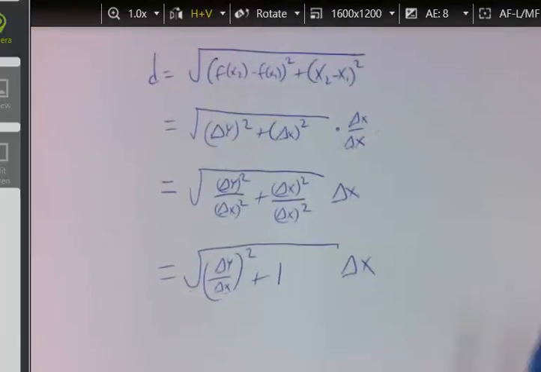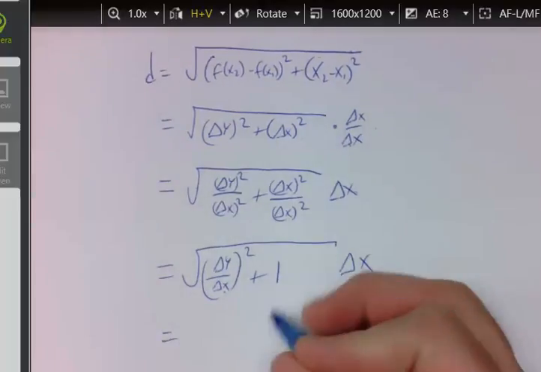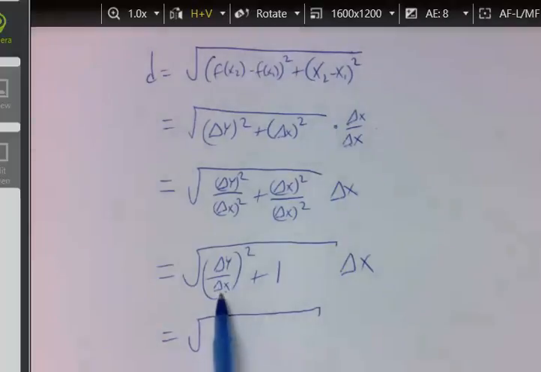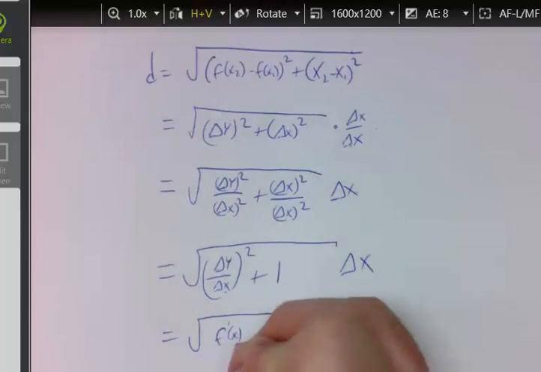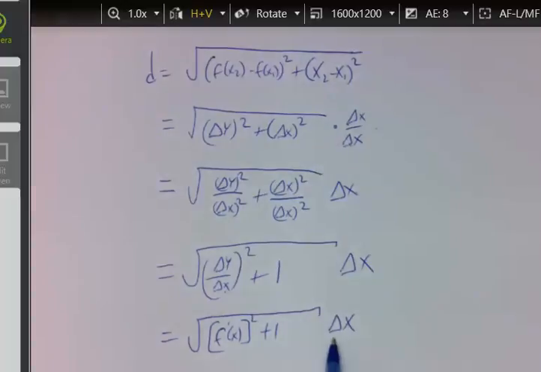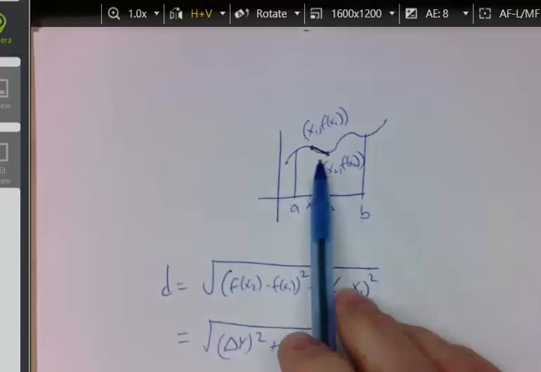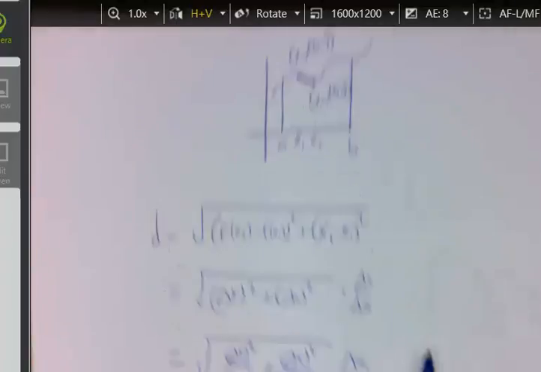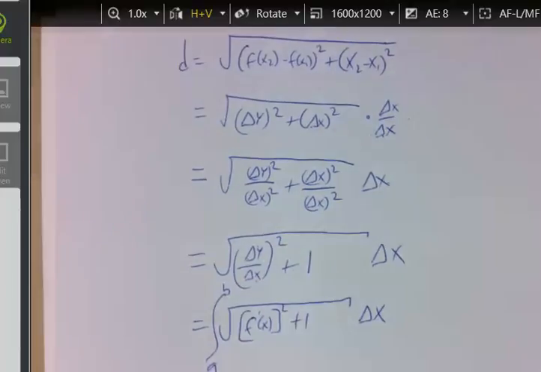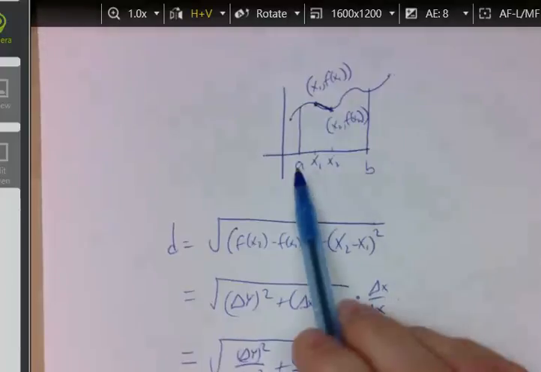So I'm going to take the limit as delta x goes to 0, and by doing that, I've created something very common for us. If I take the limit as delta x goes to 0 of dy over dx, isn't that just the derivative, right? Isn't that f prime? F prime of x plus 1 dx. And of course, I want to add up all of these little segments, right? An infinite number of them across the whole thing. So I'm going to integrate from a to b. And that's going to get me all the little line segments from a to b.